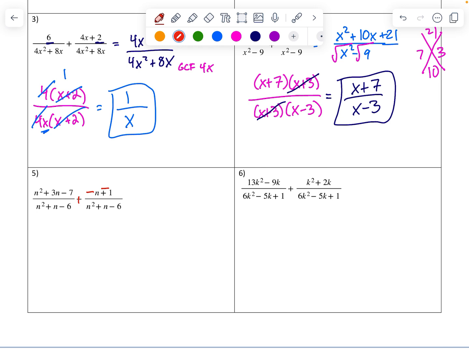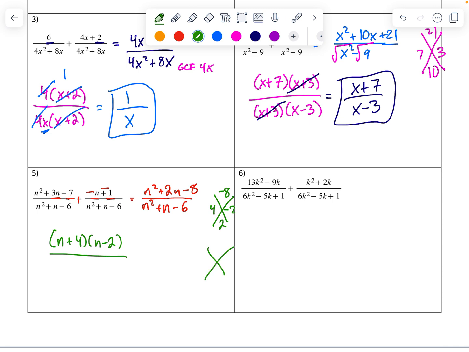So we do have our common denominators. And on top, the n squared stays the same. 3n minus 1n is 2n. Negative 7 minus 1 is negative 8. So top I see a trinomial, so I'm going to try to factor. 4 and negative 2 look like they would work, so we're left with an n plus 4, an n minus 2.